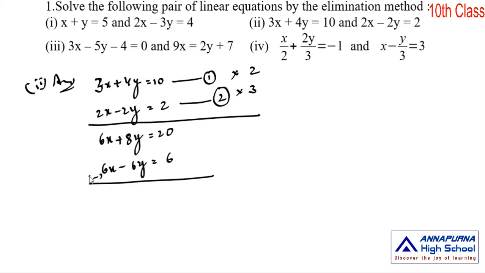So when you do this subtraction, we must change the signs of the second equation. Plus becomes minus, minus becomes plus, and plus becomes minus. So plus 6x minus 6x cancel, plus 8y plus 6y is plus 14y is equal to 20 minus 6 is equal to 14. So y is equal to 14 by 14. Y is equal to 1.